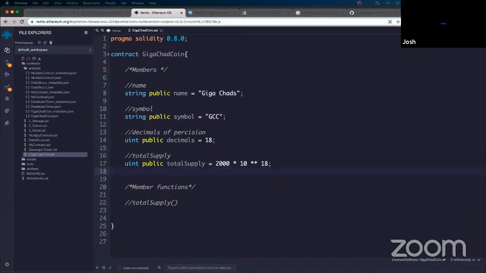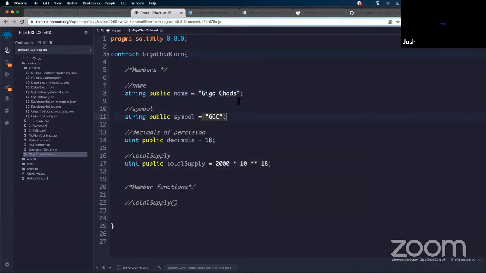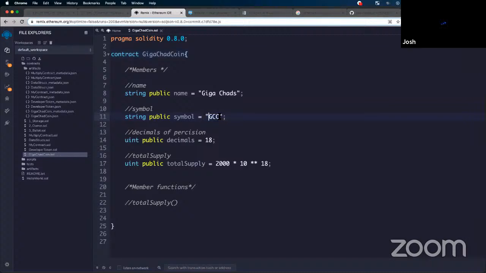If you guys have a better name for the symbol, I think we're going, well, we want Giga Chad something. So if you think of a better name and a better symbol, leave a comment. Could you use a symbol like a dollar sign or exclamation point in a token symbol? I'm not sure. I'll have to research that.